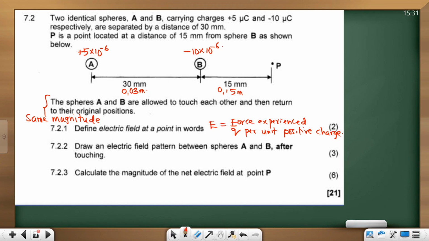Draw an electric field pattern between A and B after touching. Guys, it's 3 marks. You get it in 60 seconds. Please draw, and I'm going to mark with you. Draw yours. A and B are allowed to touch and return. Now draw the electric field pattern. You have 45 seconds left.